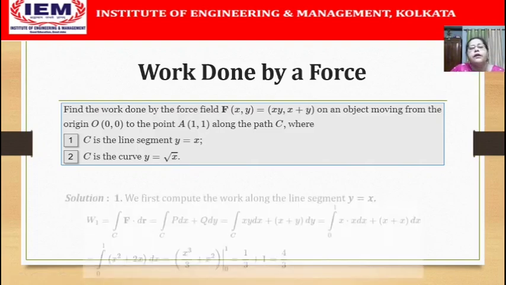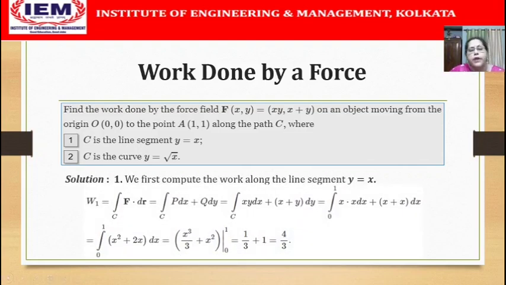First for the line segment y equal to x. So the work done is, we know, nothing but the integral of F dot dr. In Cartesian coordinates, it's going to be P dx plus Q dy along the curve C. In this question, P is xy and Q is x plus y. So we have just substituted, and this becomes the integral of xy dx plus (x plus y) dy.